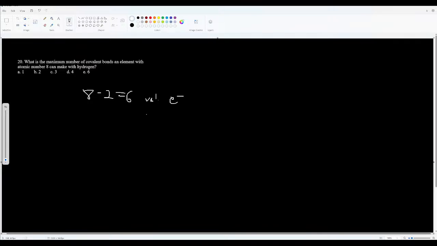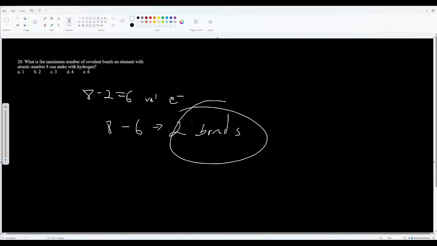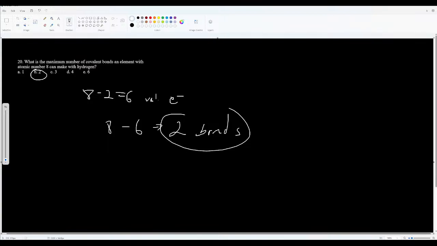So if we take 8 minus 6, that means there are 2 bonds that are able to be formed. 2 bonds are able to be formed, right? So what's the max number of covalent bonds an element with atomic number of 8 can have with hydrogen? Well, the answer is 2. So that's our answer, 2.